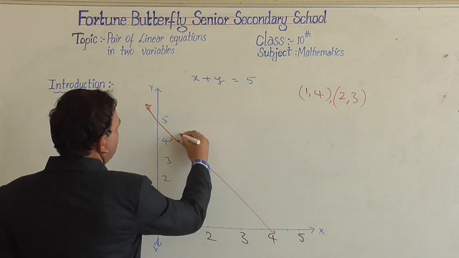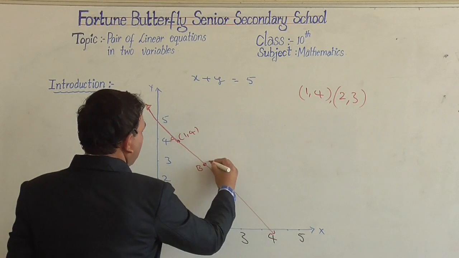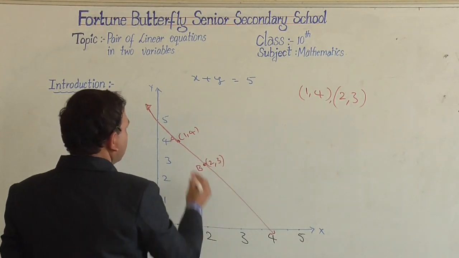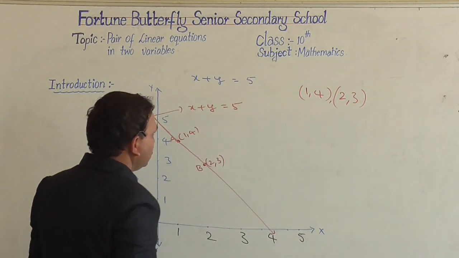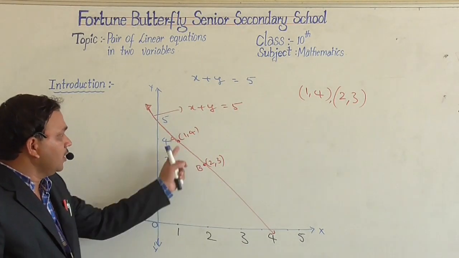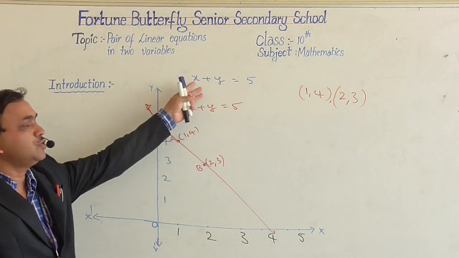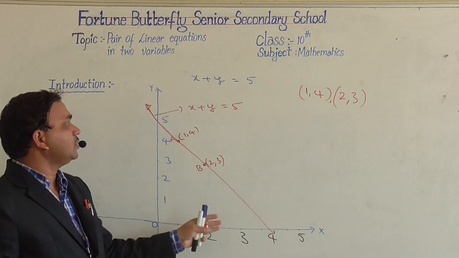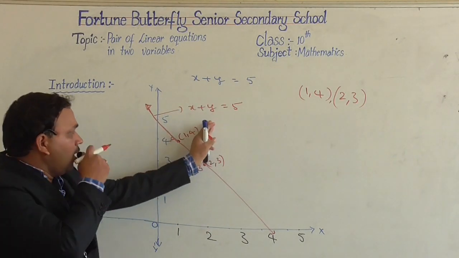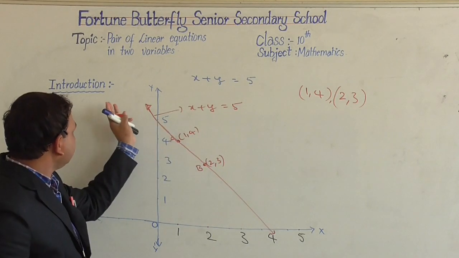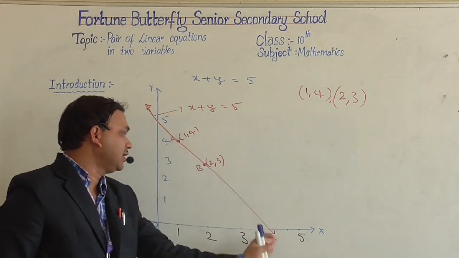So this is the first pair of order 1 comma 4, and the second pair of order 2 comma 3. This is the given equation x plus y is equal to 5. So what do you observe? The first equation is a linear equation in two variables. We can conclude that it has one straight line.